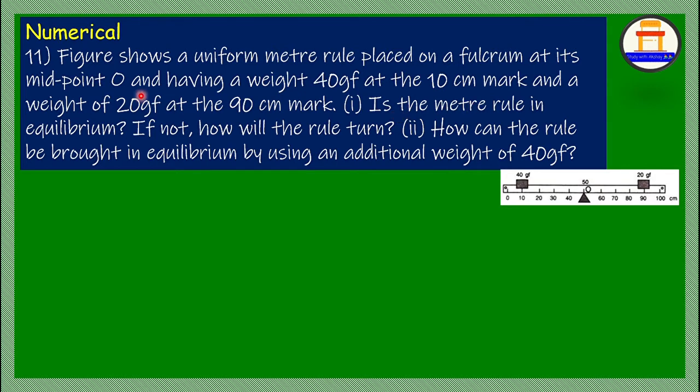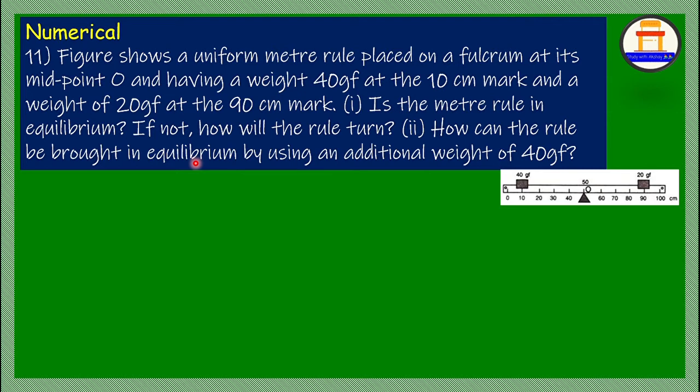Is the meter rule in equilibrium? If not, how will the rule turn? How can the rule be brought into equilibrium by using an addition of weight of 40 GF?